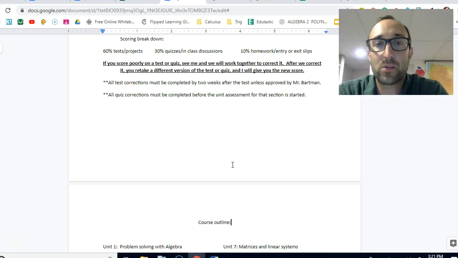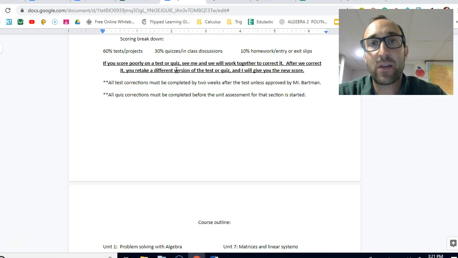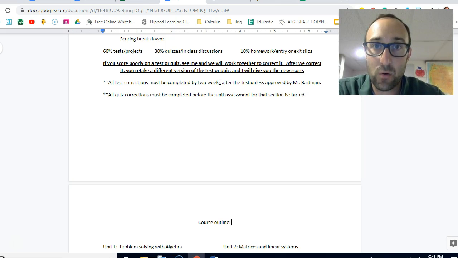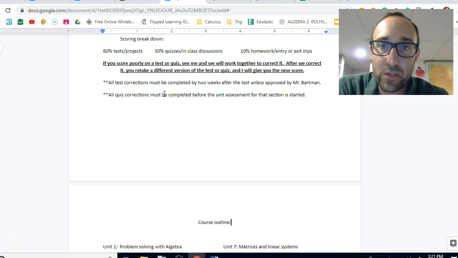If your son or daughter scores poorly on a test, they can come to see me on either Mondays or Wednesdays after school, or sometimes before school, and we can work together to correct it. After we correct it, they retake a different version of the test or quiz, and then they get the new score. All test corrections must be completed within 2 weeks after the test, unless approved by me. The only time that's not the case is if it's the end of the quarter and I have to get the grades in. And all quizzes must be corrected by the unit test.